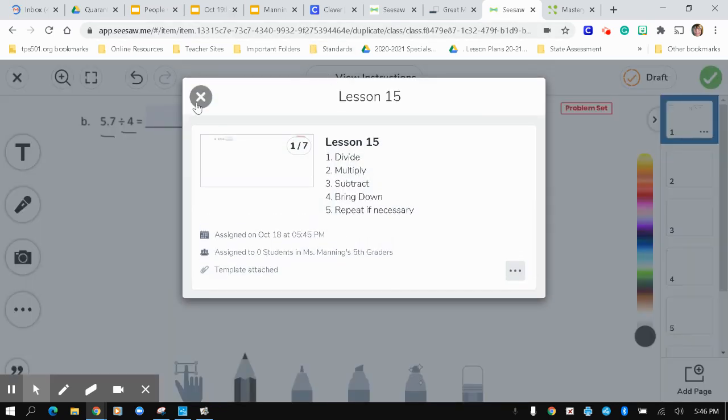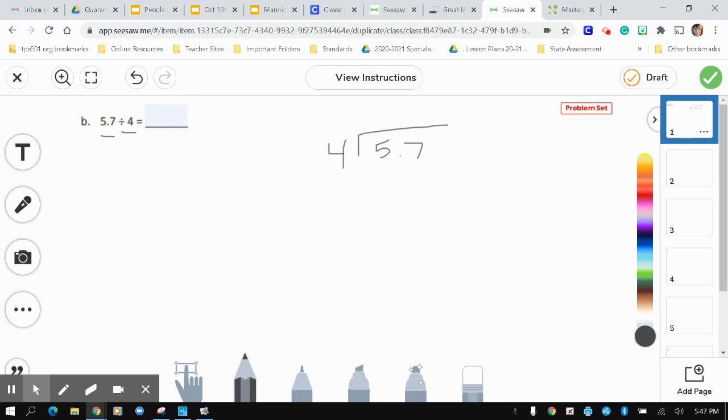So our first step is to divide. So the problem that we're starting with is 5 divided by 4. Remember, it's always going to be divided by 4, just like it is up in our original problem. So 5 divided by 4.